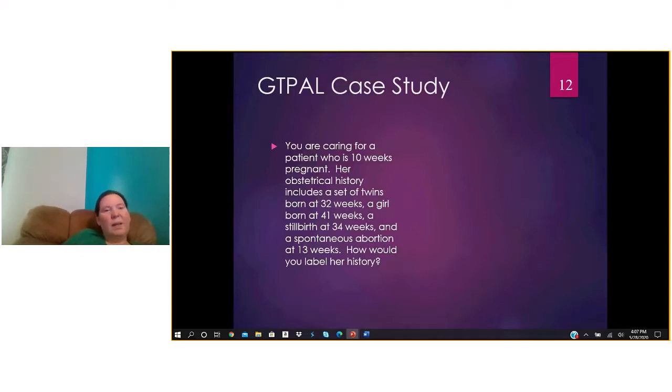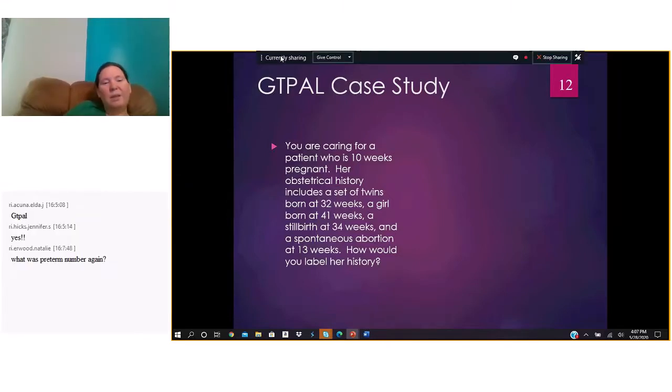Any pregnancy that ends prior to 20 weeks, whether it be intentional abortion, spontaneous abortion, which is your miscarriage, anything before 20 weeks is abortion. All four of those first letters are based on number of pregnancies alone. It doesn't matter how many fetuses were involved with those pregnancies, or the outcome of those pregnancies. It just matters number of pregnancies, and the T, the P, and the A are all based on number of weeks of gestation, not the outcome.